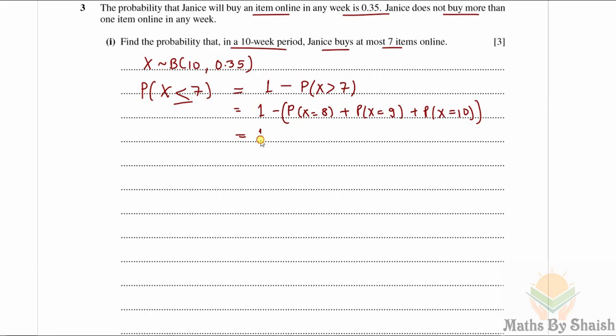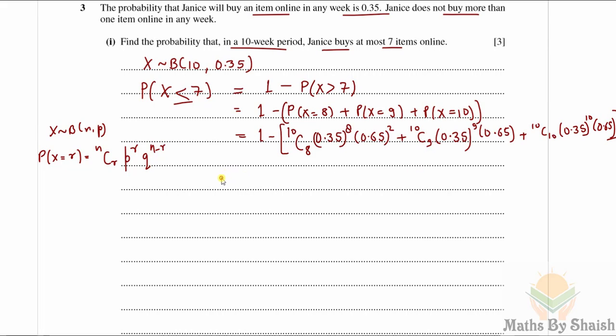And by the formula, it is going to be 1 minus, and we know that if X is binomial with n, p, then the probability of X equal to r is given by nCr p raised to the power r and 1 minus p, that is q, raised to the power n minus r. So we'll use it here and we can write this whole probability as, so we will simplify all of these.